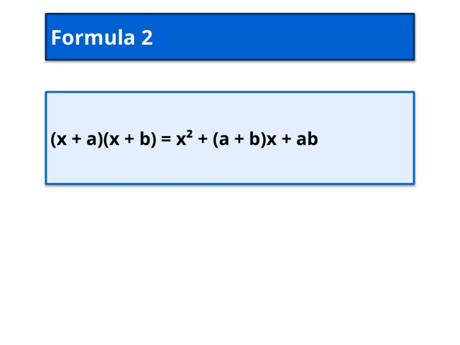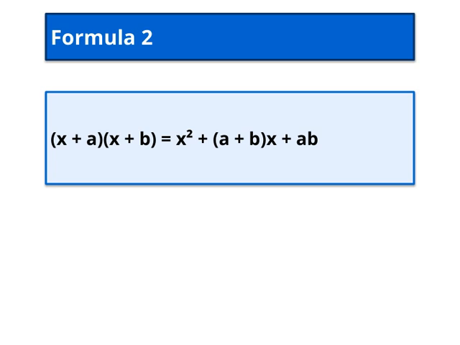Let's take a closer look at Formula 2, which is (x + a)(x + b) equals x squared plus the sum of a and b times x, plus the product of a and b. What this formula really shows us is how to expand the product of two binomials. The key points here are the three parts.